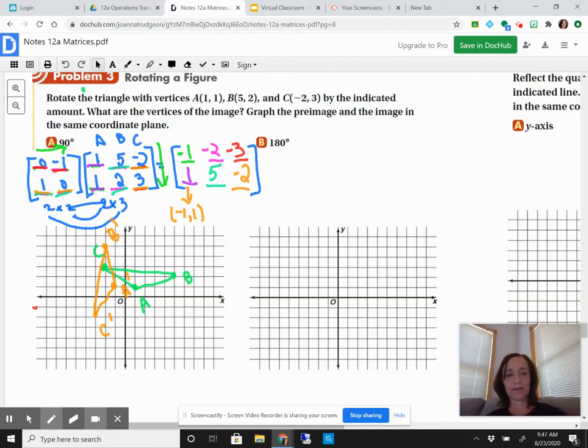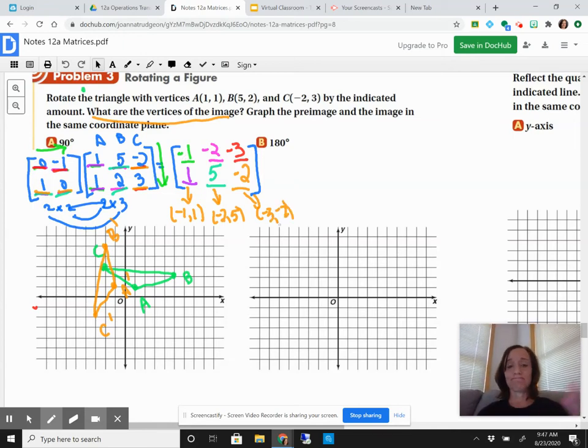Some of it looks a little sloppy, but this already looks sloppy, so it's fine. So this is my rotated part. Did I do all these things? What are the vertices of the image? Well, I suppose when you do this in your Pearson, you might actually have to write them as ordered pairs like this. We graph the pre-image and the image on the same coordinate plane, all right?